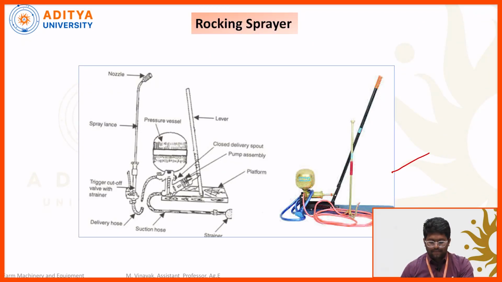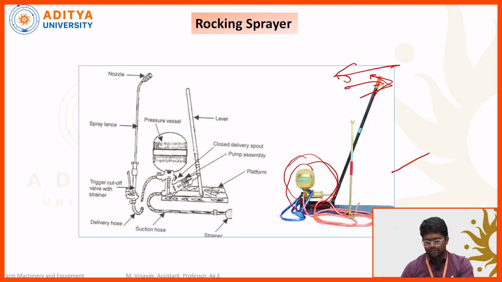This is also one type of rocker sprayer. The rocker sprayer is most useful for tall crops. The same mechanism we used for the foot operated sprayer, here also the same mechanism we can follow. So in place of the foot, by using the hand we can operate this one, in this direction as well as this direction. During the process, the handle oscillates in the front and rearward direction, so the plunger will develop pressure.